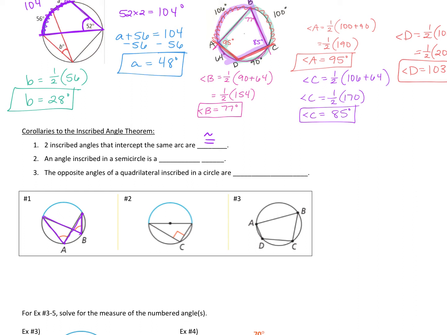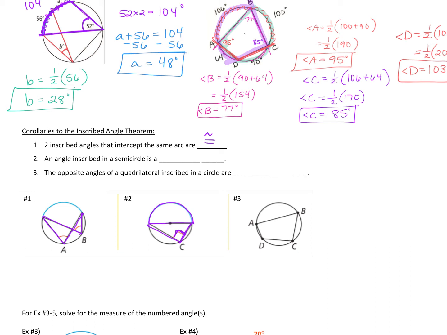That's the first one. Second one, an angle inscribed in a semicircle. So here's a semicircle, right? This is a diameter. So this is a semicircle. The angle that opens up to that will always be 90 degrees. Why?